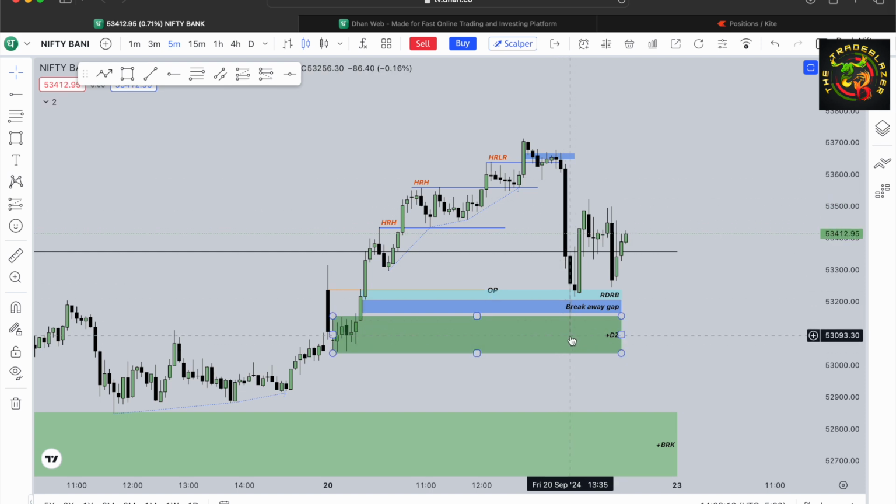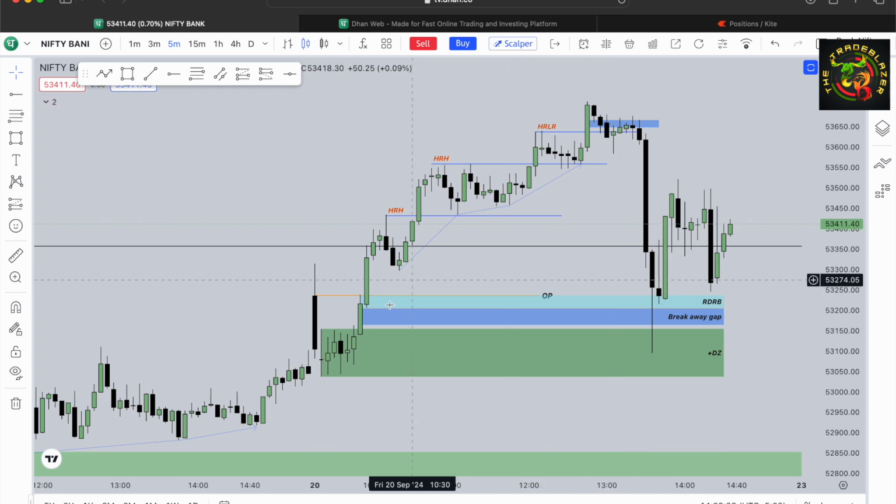Exactly the same thing has happened here. Beautiful price action. It's a strong bearish move. As soon as it tapped into the demand zone, it flies back again towards the upside. Okay, so hope you have understood this setup.